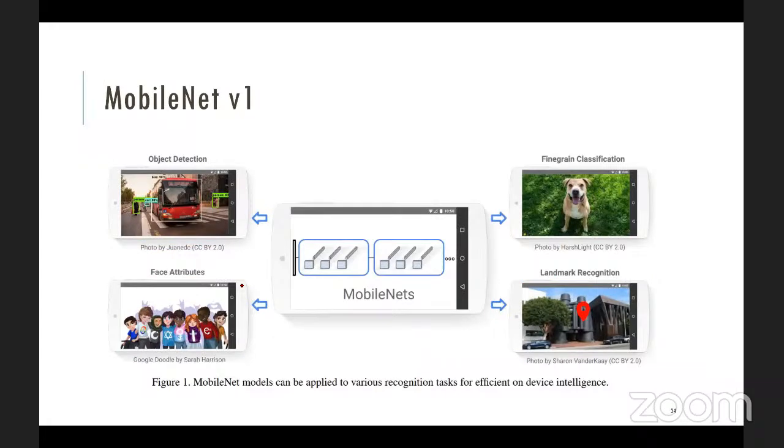Let us move to the mobile network, and here MobileNet v1, right? So here you can see that MobileNet. So on your mobiles, you can use this for classification tasks, detection tasks, right? Face detection, recognition, that is there in all cameras over there, right? So you can do all these tasks on this mobile. So this is the model.